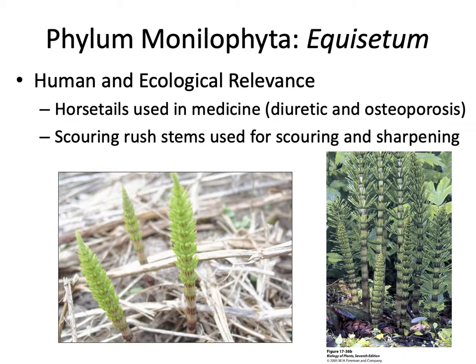Now, humans do use Equisetum. The horsetails have been used in medicine, but it does have to be used very carefully under the guidance of an herbalist or other doctor because it can be toxic. And by indigenous Californians and other indigenous peoples, these scouring rushes were used for scouring and sharpening tools.